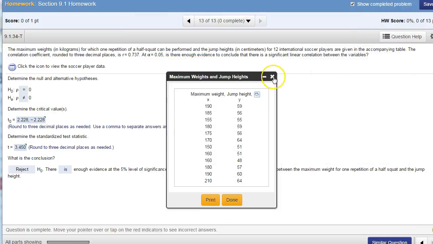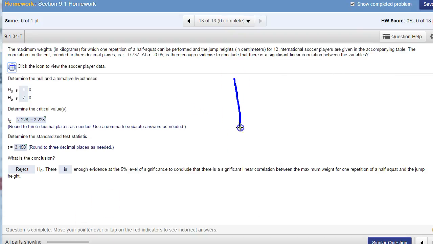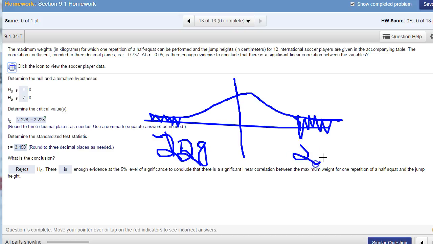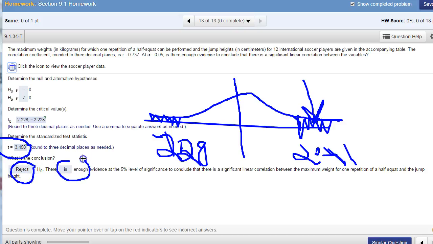So the easy way to do it is simply to graph your rejection area. All right, this is your rejection area. So this is negative 2.28, and this is positive 2.28. I don't know why it's not working, but when I see that the t value lies in the rejection area, so when I reject, every time I reject, it's because I have enough evidence. So what I'm trying to tell you is there is enough evidence to say at the 5% level of significance that there is a correlation.